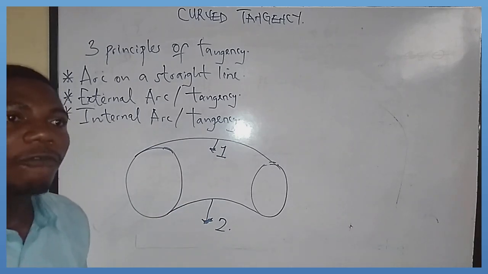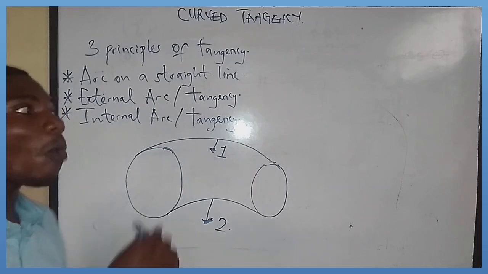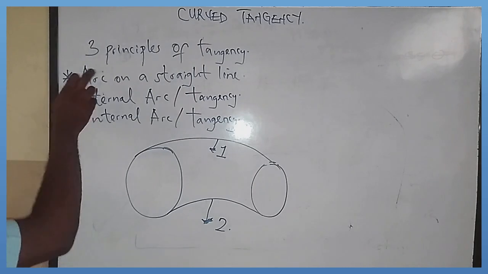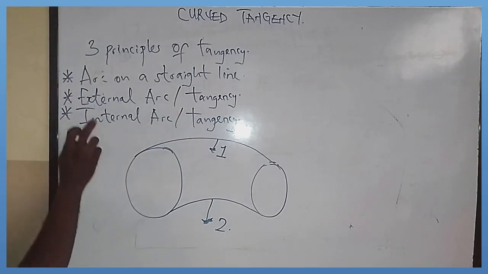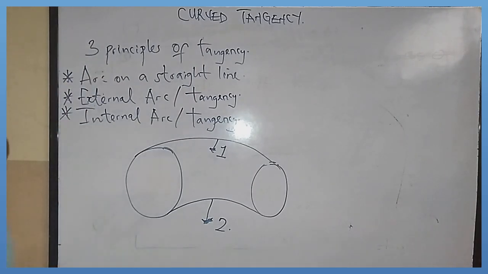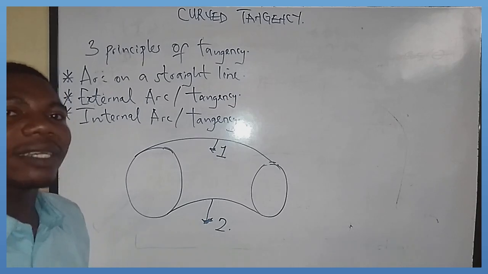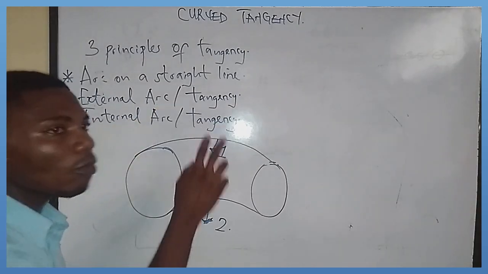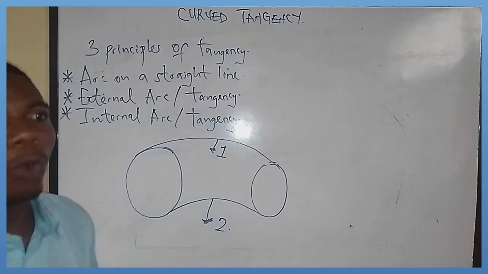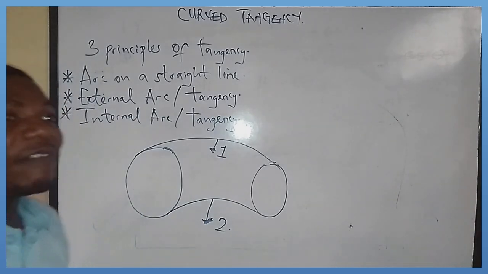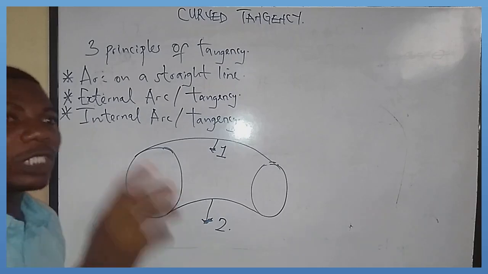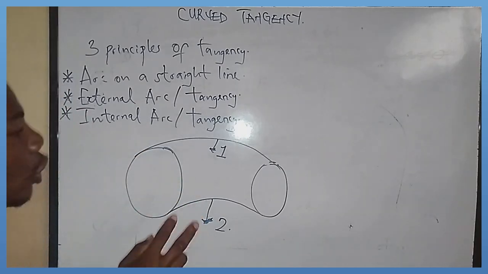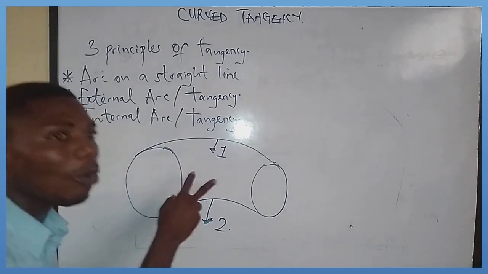Believe you me, every question on curved tangency doesn't exceed these three principles: first, second, and third. All you have to do is be creative about it. You need to know where to apply the first principle, second principle, or third principle. The very first thing you need to deduce before solving the problem is which arc is external or internal.